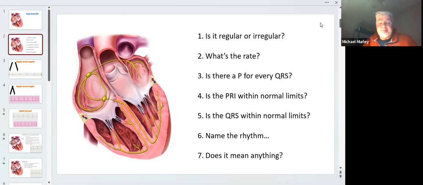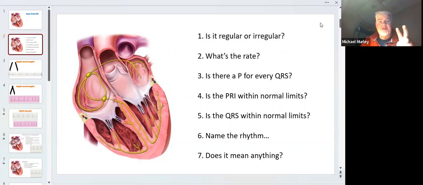And I add number 7 because if it's a sinus rhythm, but they have no pulse, it doesn't mean anything, right? So I add the 7th one. But let's just walk through this list real quick. The first question you need to know is: is it regular or irregular?